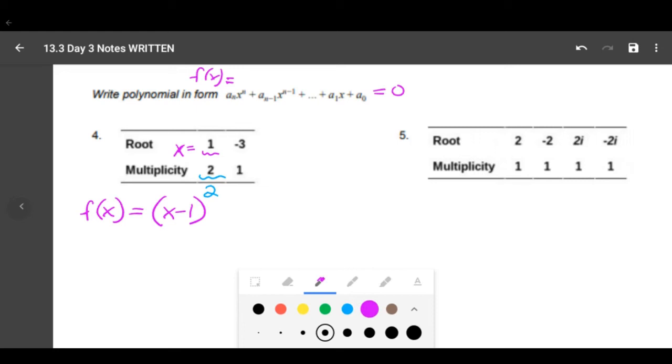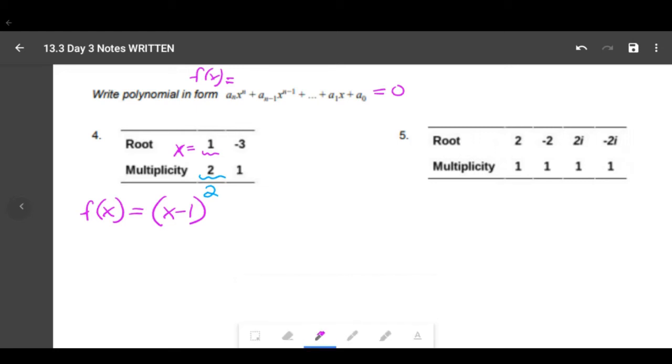Okay? Now, if I look over here, if I have negative 3 as another root, that comes from x. And I could put minus negative 3, or you can just put x plus 3.